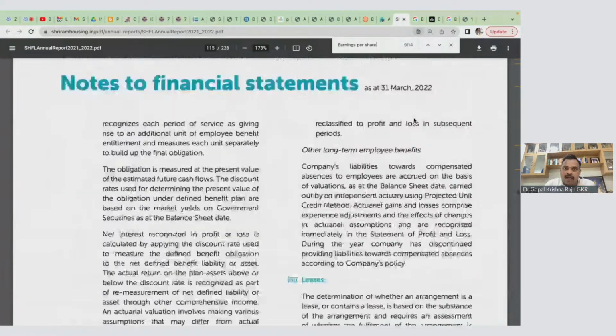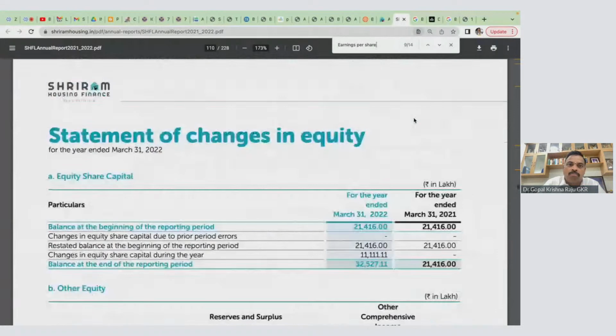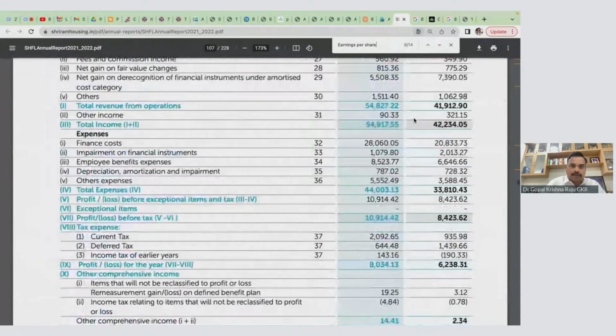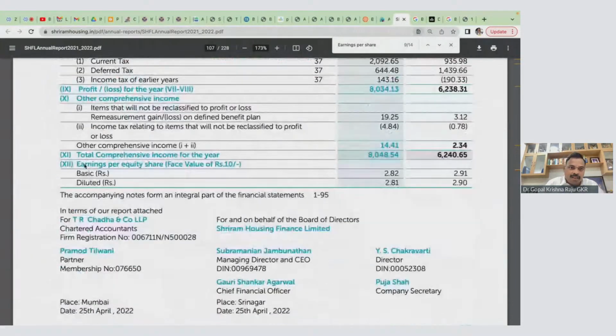The fundamental difference between both these P&L. Earnings per share, face value 10 rupees, basic 2 rupees 82 paise. So out of 10, 2.82 rupees is earned. Diluted 2.81. So what is the market price per share?